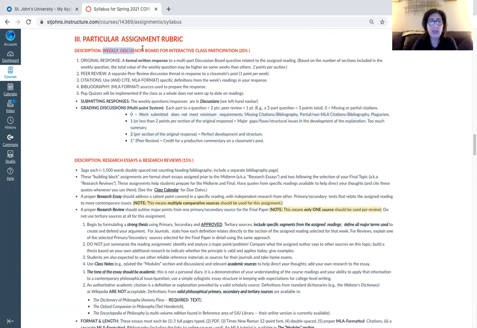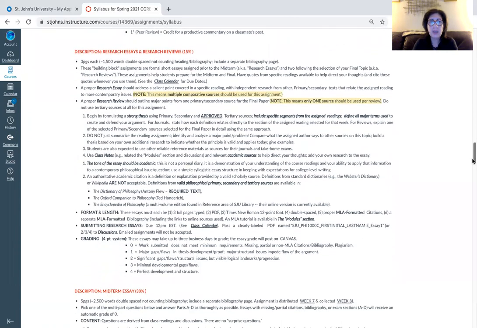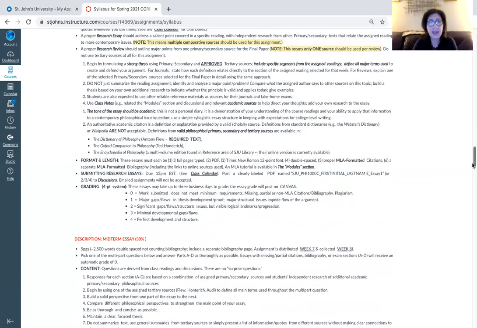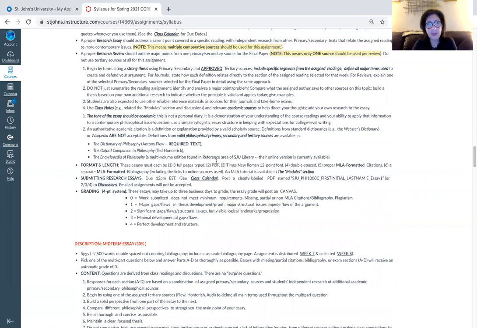So for the weekly discussion board, here's the setup of what you're expected to do, okay? Similarly, for the short essays, which are called research essays, those are the 2 essays you're going to do before the midterm exam. And then the research reviews, which are the 2 essays that you're going to do before the final exam. Okay? Done. And again, I have all the detailed information and then how the grades are assigned.